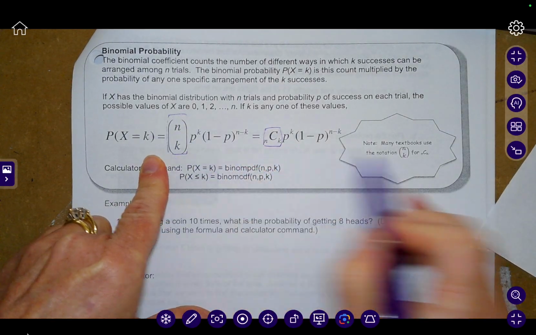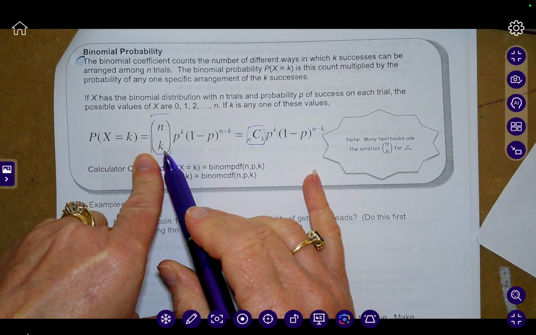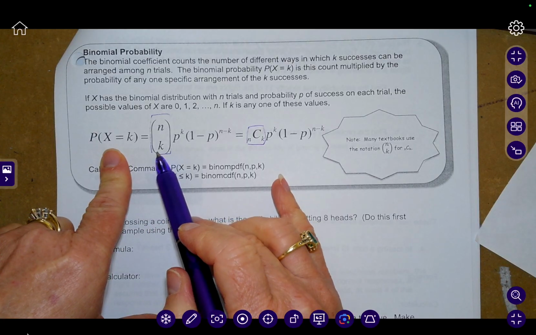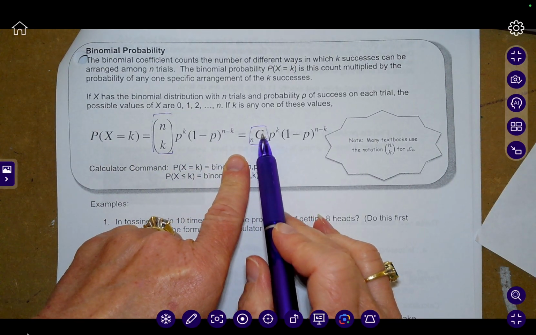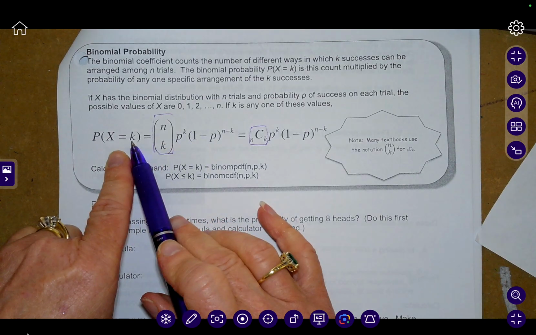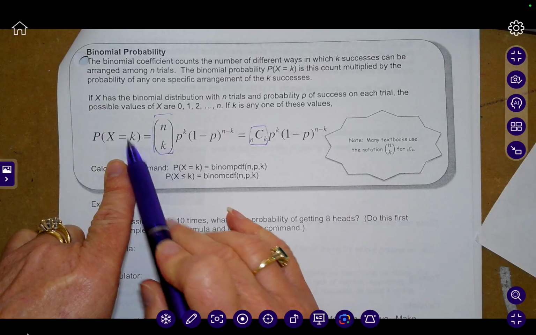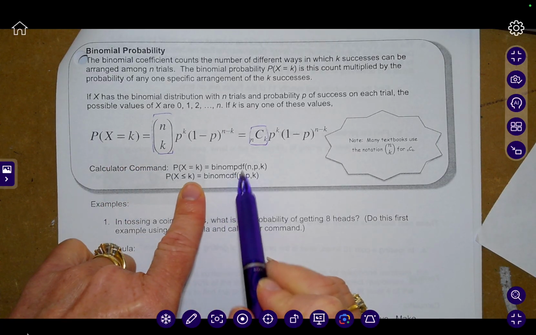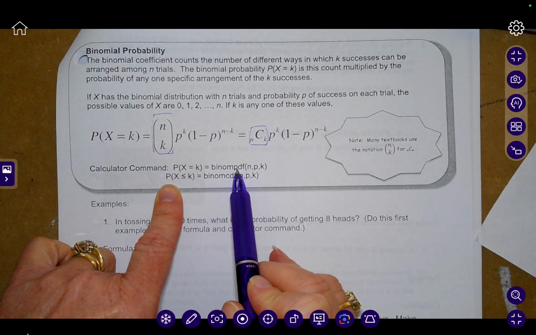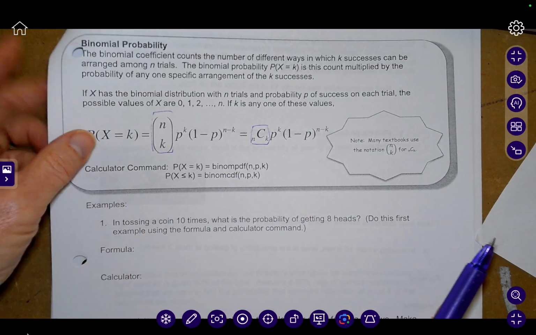This is an alternative way to write it. So many books use that notation. Your formula sheet uses this notation. N is your fixed number of trials. K is however many you're looking for, okay? Or it's nCk, either way. Then your probability of success raised to whatever that power is, the probability of failure raised to n minus whatever that number was there. There are two calculator commands that you can use. If you're doing an equal to, it's a PDF. If you're doing a less than or equal to, it's a CDF. I'll show you both of those in a second.